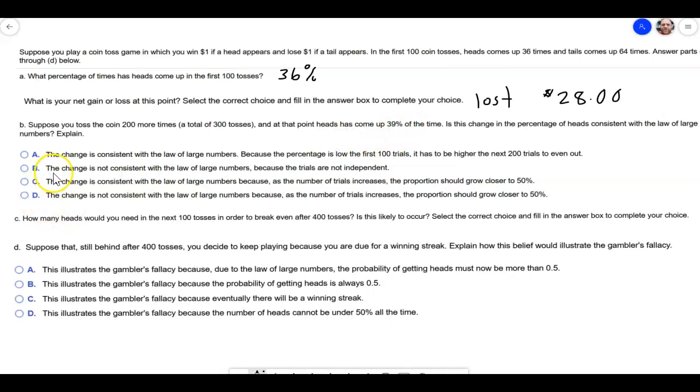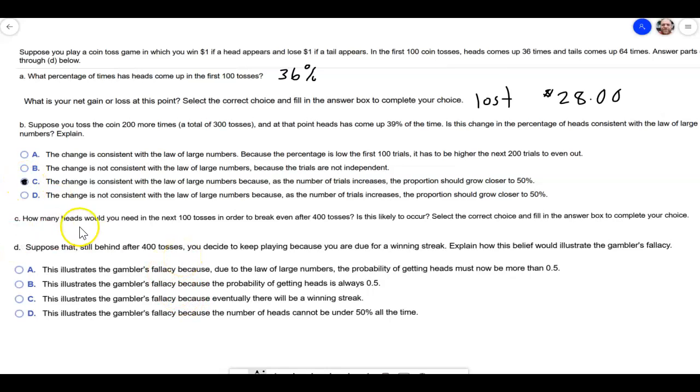All right, so the change is consistent with the law of large numbers because the percentage is low the first 100 trials. It has to be higher. No, the percentage actually stays the same. It's still a 50% chance to win every time we flip it. So this one is not correct. So let's look at the other one. The change is consistent with the law of large numbers because as the number of trials increases, the proportion should go closer to 50%. So that is exactly what we just said here.